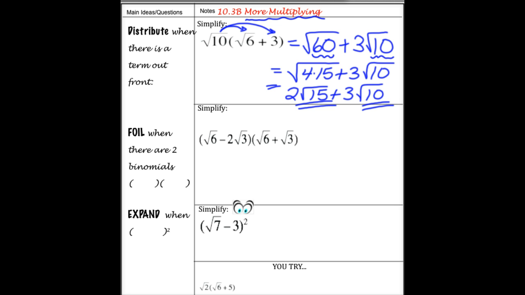If you remember back to when we first started multiplying two binomials, we did FOILing. So that's what we're still going to do. It's just going to be with roots. So watch. I'm going to do my first terms.